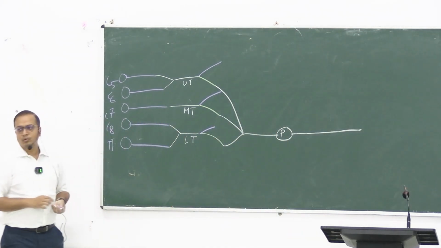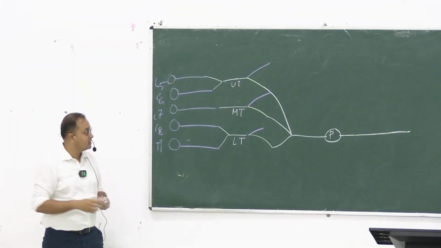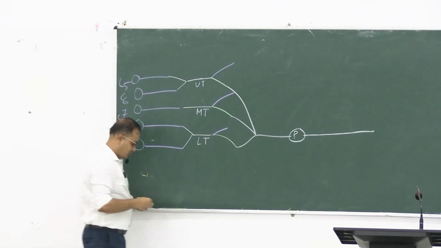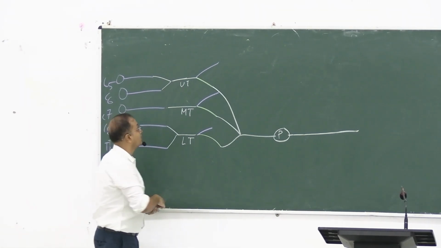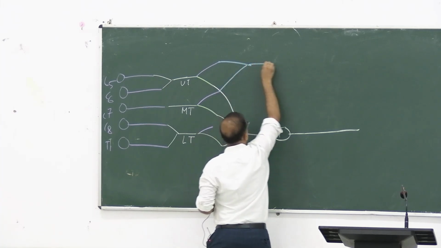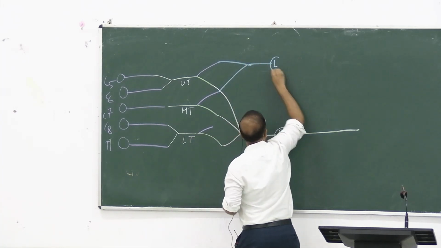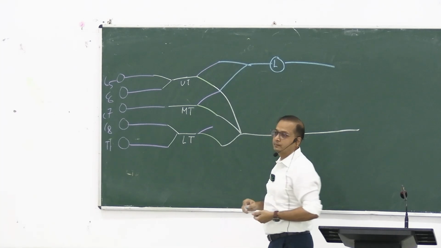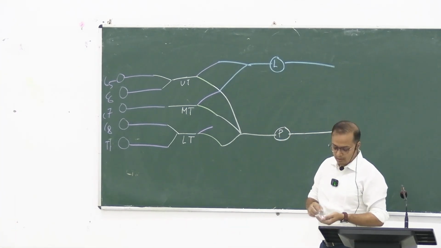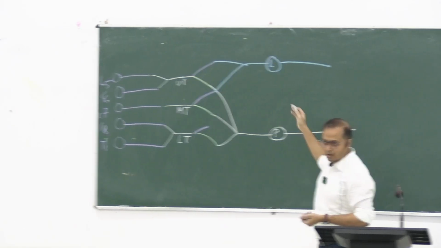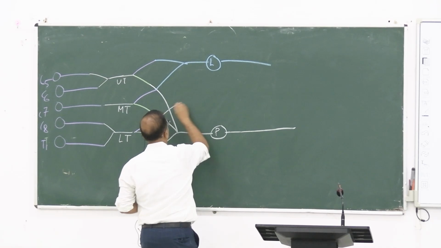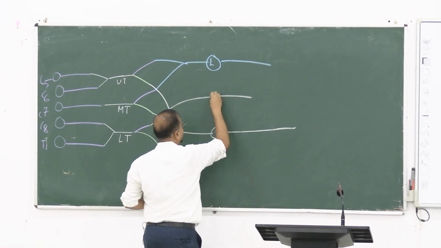Then we identify the upper divisions of the upper trunk and middle trunk. They are going to be joined together to form another cord. We call it the lateral cord. So we get two cords, lateral cord and posterior cord. If you have lateral, then we are left with one only. We call it the medial cord, M.